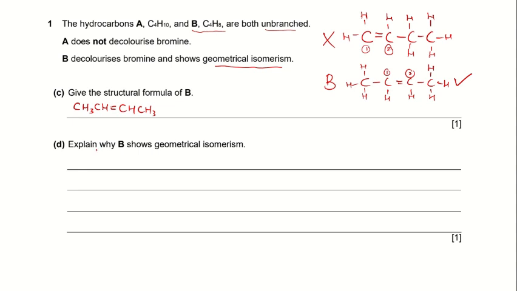Now they ask us to explain why B shows geometrical isomerism. Alkenes with the 2 carbons bonded to different groups of atoms can show geometrical isomerism because there is no free rotation about the C=C double bond.